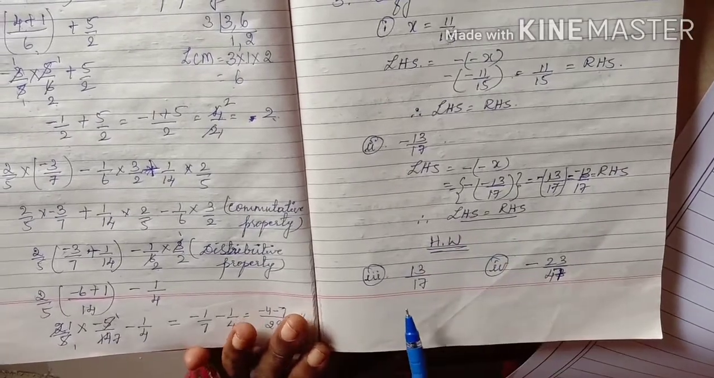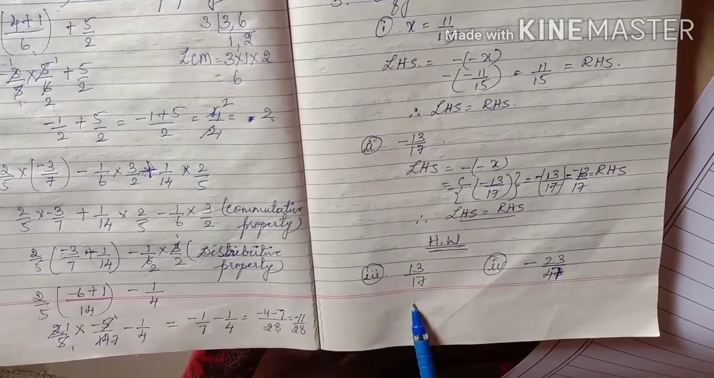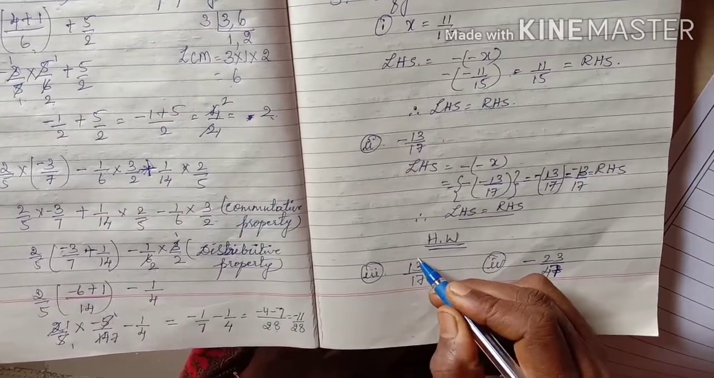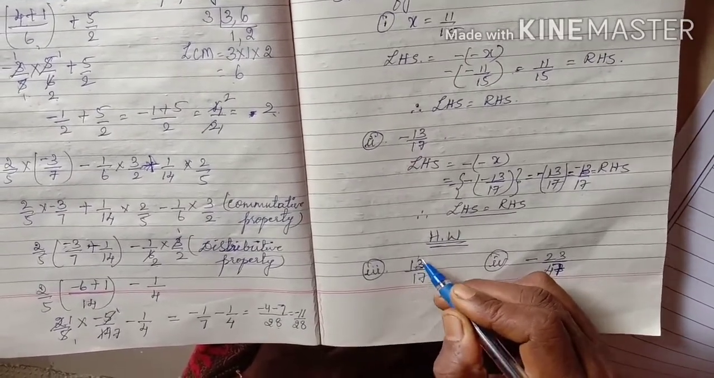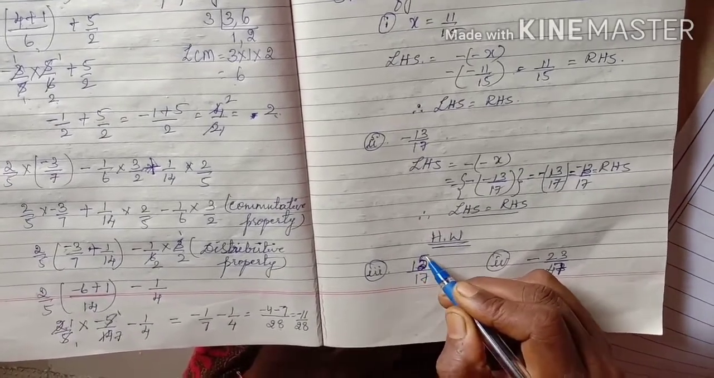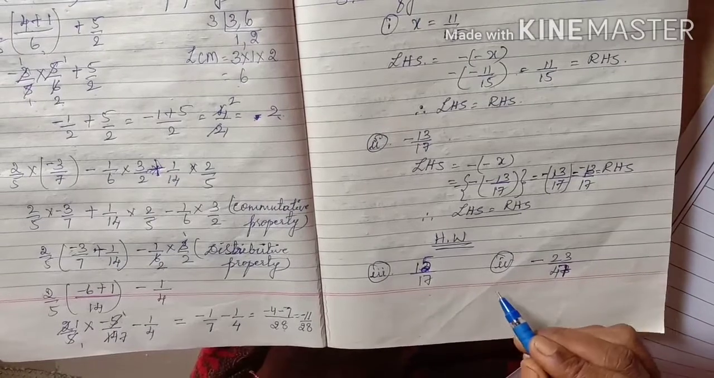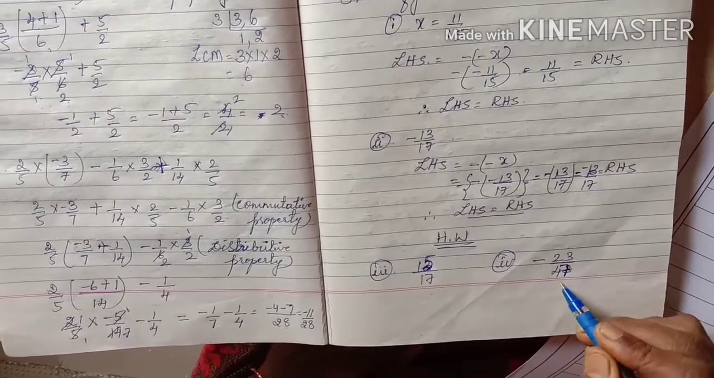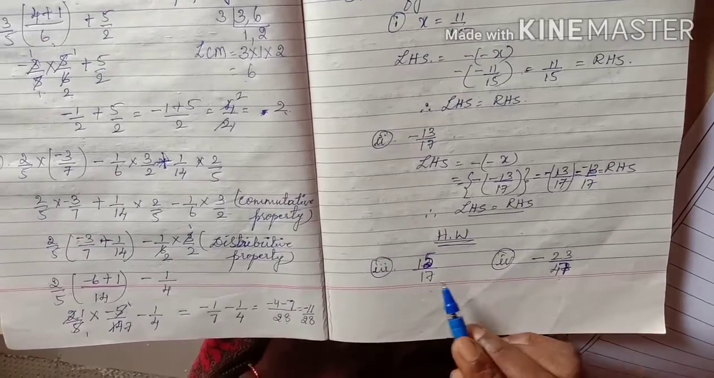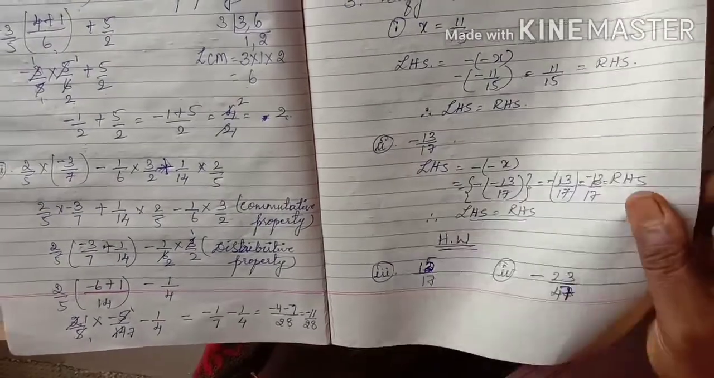So here I have given two problems for homework. Just change this, children: 15, the same problem, it will become 15 by 17, and the fourth one is minus 23 by 47. See, these two problems you have to solve in your homework notebook.